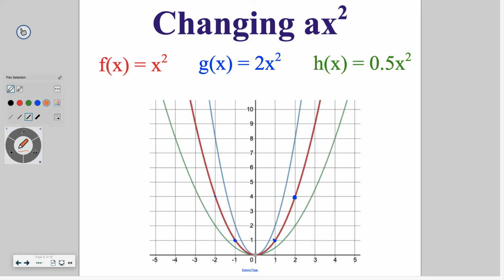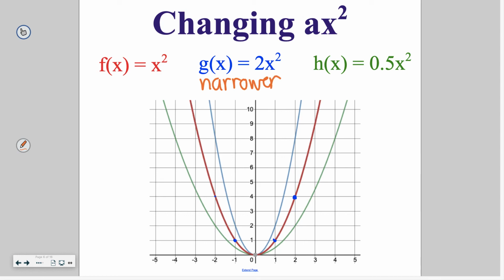For the blue one, you'll notice that this graph has shrunk inside of the red line. So when we have something that looks like this, we're going to say that it has gotten narrower than the parent function, and the green line has gotten wider than the parent function. So they all are still opening up. They all still have that vertex at 0, 0. We're just changing how wide or how narrow the function is. Notice that changed because of this number in front of x squared.